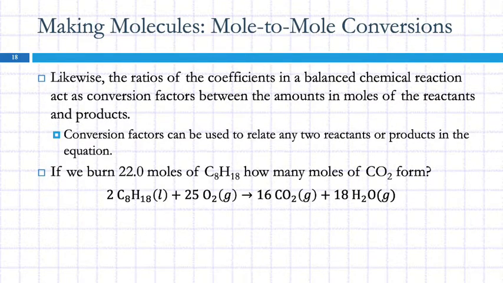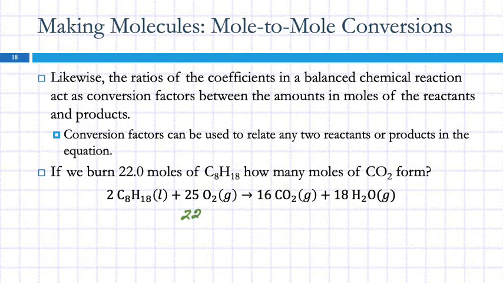So we can use the ratios of the coefficients in a chemical equation as conversion factors between moles of reactants or products. And we can relate any two reactants or products. You can have two reactants or two products, one product and one reactant, any combination. So if we burn 22 moles of C8H18, how many moles of CO2 form?